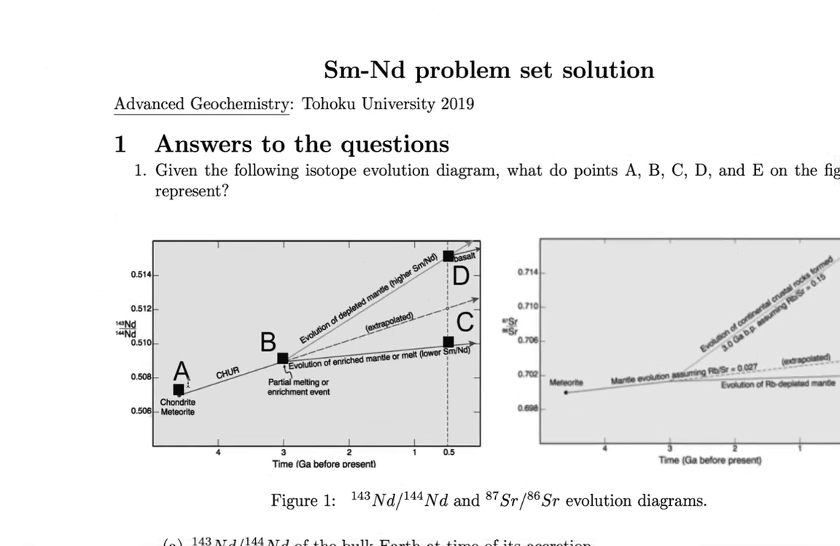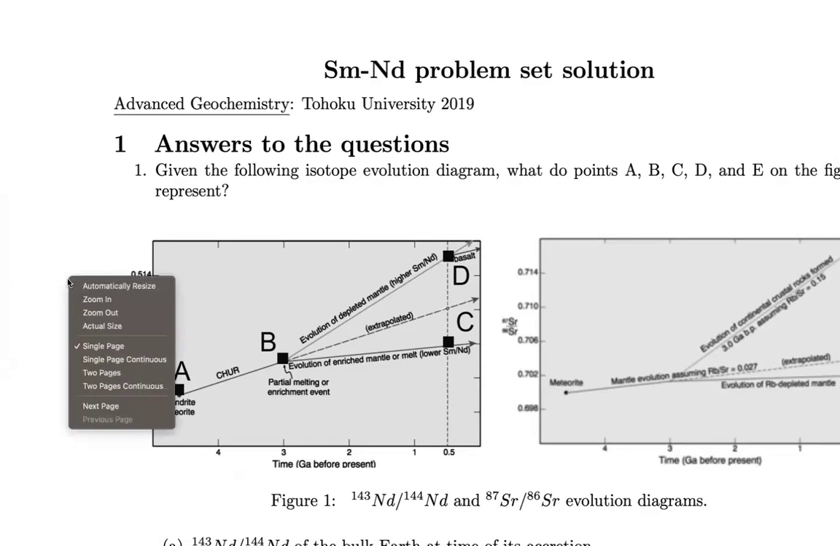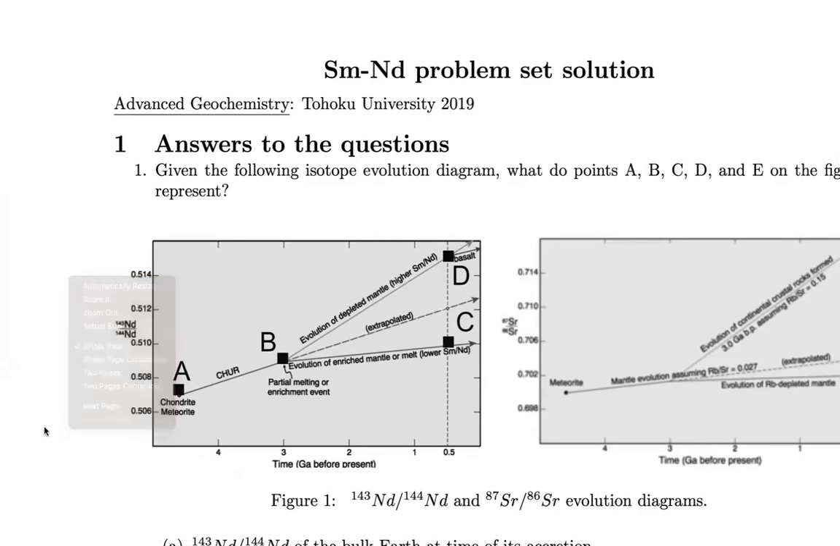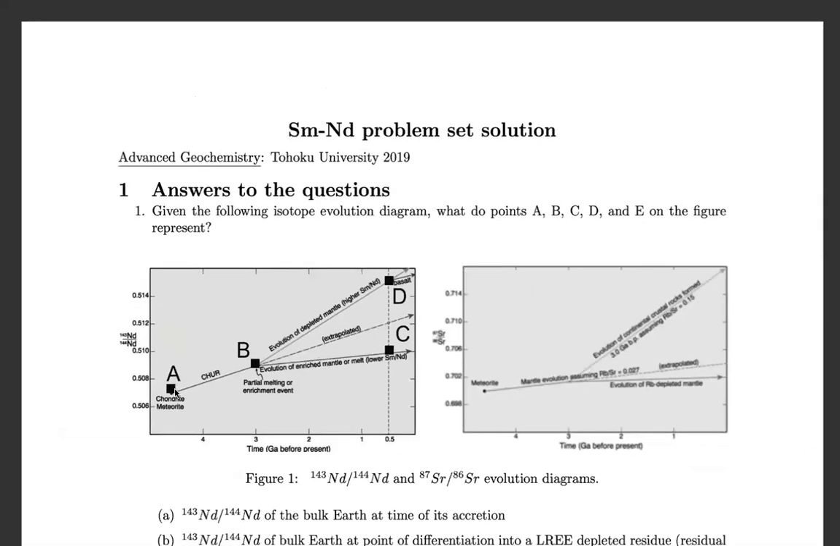A is the chondritic meteorite. So it is mentioned as chondritic meteorite is here, right? Chondritic meteorite is here. So that's the composition. That means the primordial composition of the Earth. Primordial composition of the Earth is given in this diagram as here.